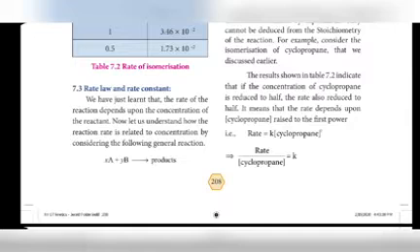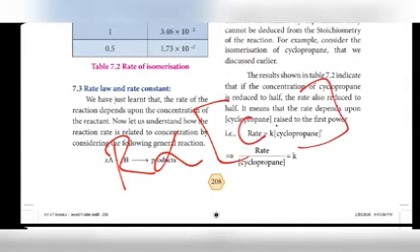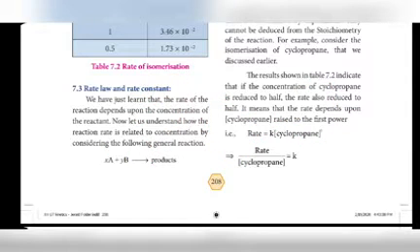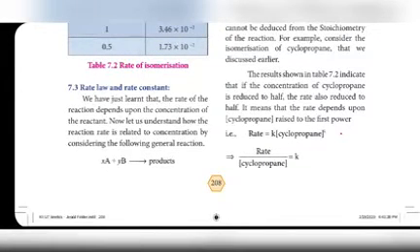That means rate is directly proportional to initial concentration of reactant. In that reaction, the reactant is only cyclopropane. So here the rate is directly proportional to the concentration of cyclopropane. If you remove the proportionality sign and put an equal sign, you should add the constant K. So rate is equal to K into concentration of cyclopropane, that is what is given here.